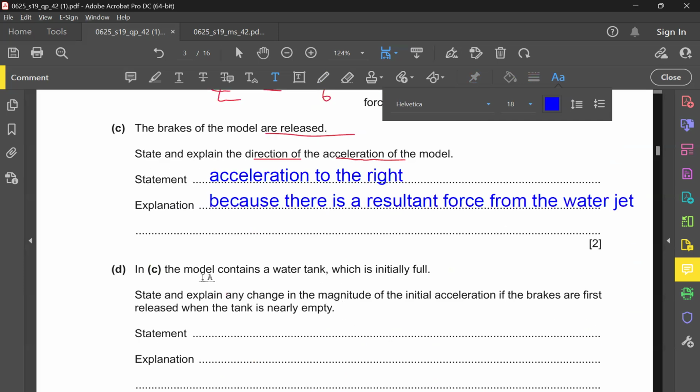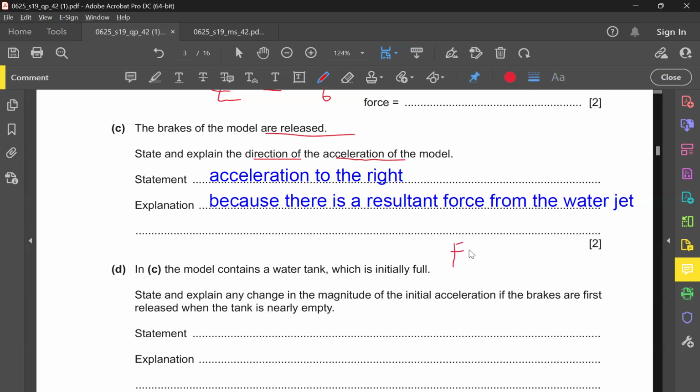Okay, then after that, it says that the model contains a water tank which is initially full. State and explain any change in the magnitude of the initial acceleration. Now, this one relates to your F equals ma, right? Because as the water continuously pushes outwards, your mass will constantly decrease. Assuming you have a constant force from the engine or the water jet, then obviously your acceleration will increase.